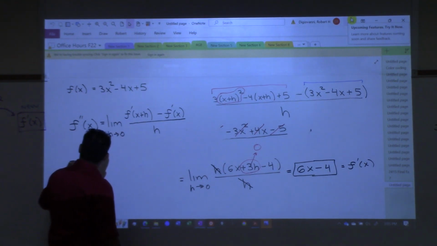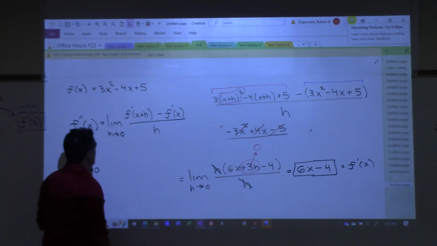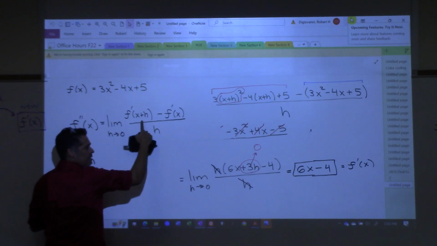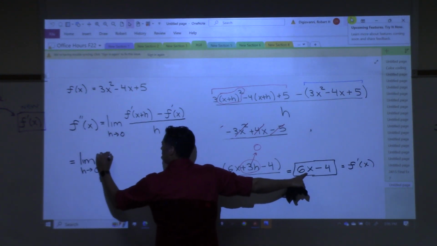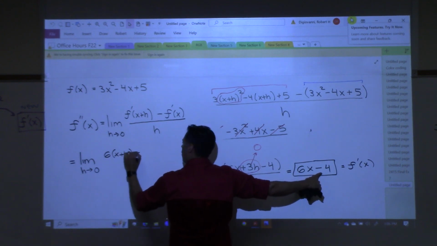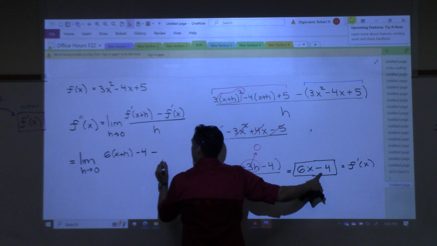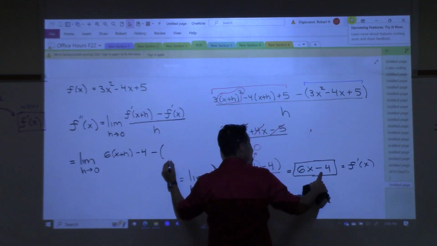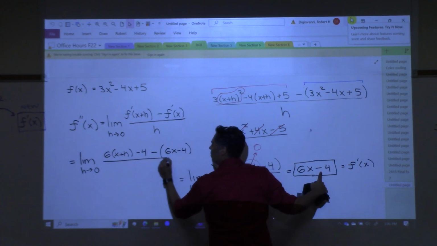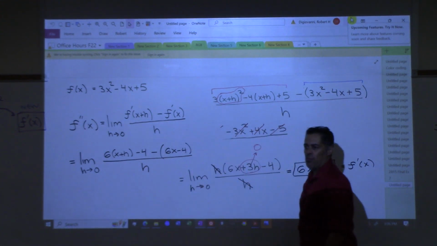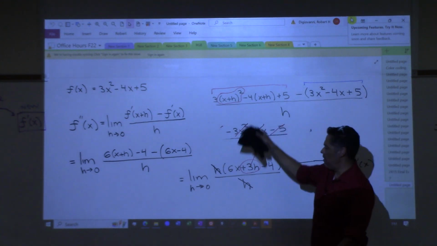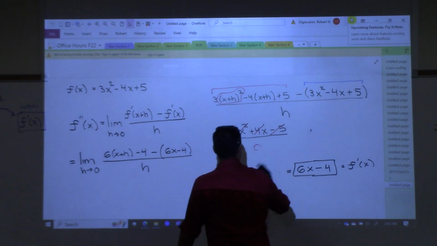Limit h goes to 0. All right, what is the derivative function with x plus h plugged in? So that's this one, right? 6 parentheses x plus h minus 4. And then minus parentheses 6x minus 4, and then all over h. That's actually going to be a lot easier to work with than the first one, right? The algebra here was, well, not bad, but it was not fun. This one's going to be a little cleaner, I think.